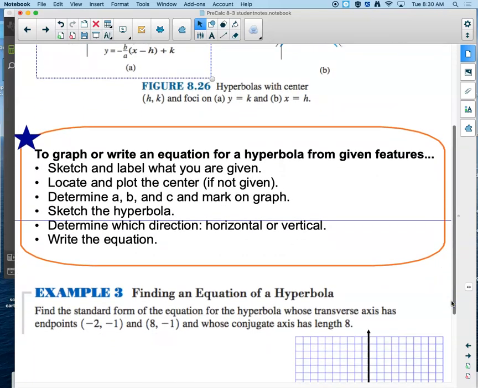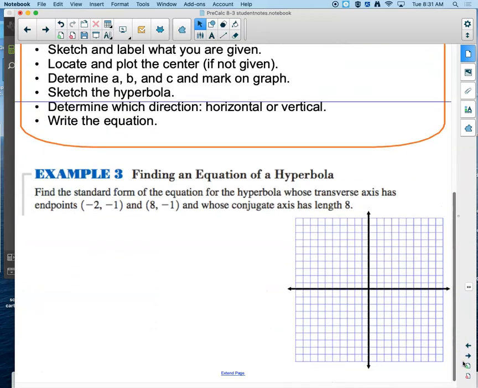So now, to graph or write an equation for a hyperbola with the given features: sketch and label what you're given. Locate and plot the center. Yeah, that's where we need to start. Everything is determined by where the center of this hyperbola is. Determine a, b, and c. Mark them on the graph. Sketch the hyperbola. Make your box. Put in the asymptotes. Determine which direction it's going in, horizontal or vertical. It's in there somewhere, as you first look at it is probably when you're figuring that out. And write the equation if you're asked to do that.